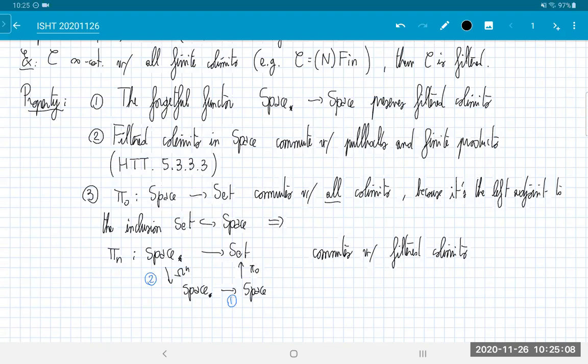Question. So do I calculate the filter colimit in spaces simply as the filter colimit of topological spaces? Yes and no. Depends exactly on your diagram, but mostly say yes. Let me say yes, mostly. Okay. I'm sure it's true in simplicial sets.